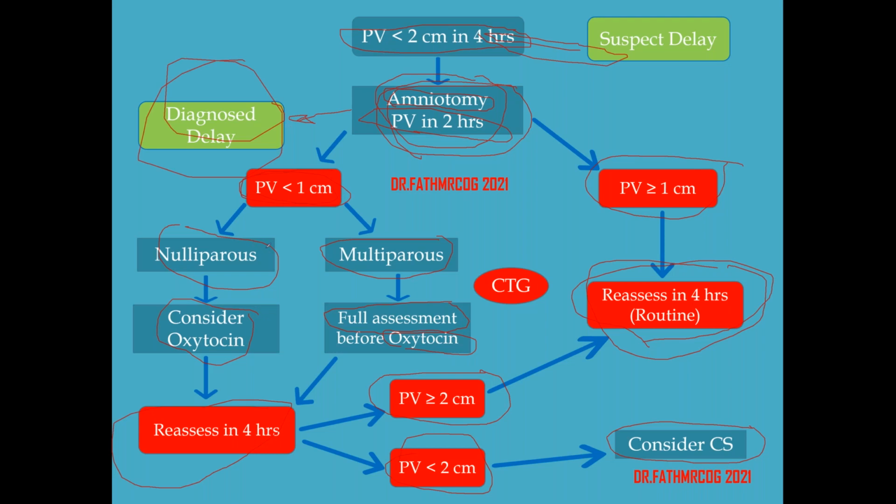So we look for the parity. We do PV 2 times. In 4 hours, we find less than 2 centimeters, then do amniotomy and PV in 2 hours. After that, we look at whether the patient is multiparous or nulliparous. In nulliparous, you should consider oxytocin and reassess in 4 hours. And in multiparous, you do a first assessment of the patient, and you can give oxytocin. If it's still less than 2 centimeters, you should consider cesarean section. And if about 2 centimeters or more, you should go to routine PV every 4 hours.